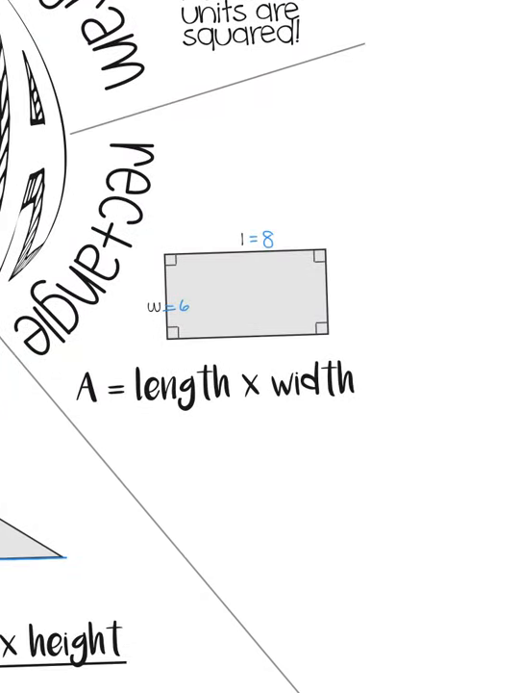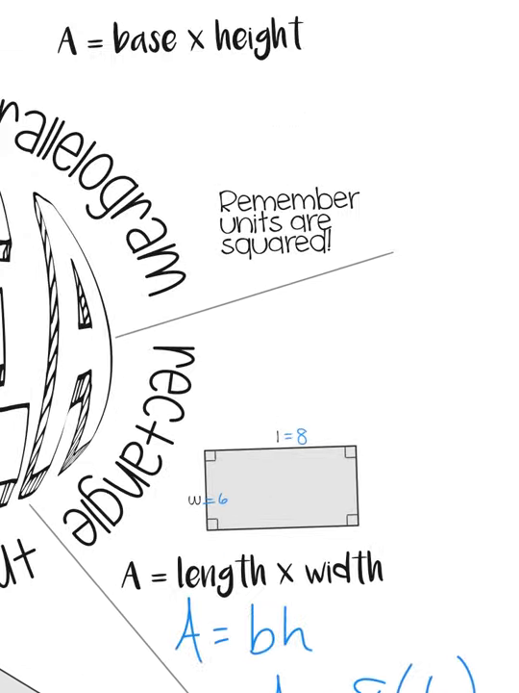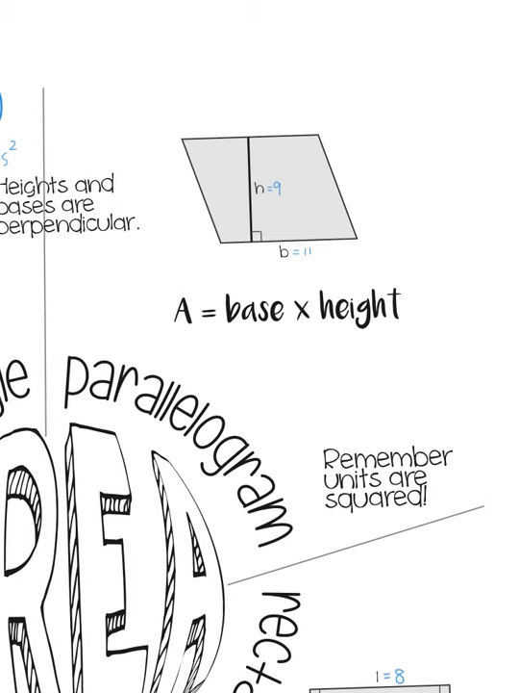All right, so area of a rectangle is length times width, or you could put base times height. So in this case, we're just going to multiply 8 times 6, and we're going to get 48 units squared. And that's it. My last one is a parallelogram, which is like a slanted square or a slanted rectangle.